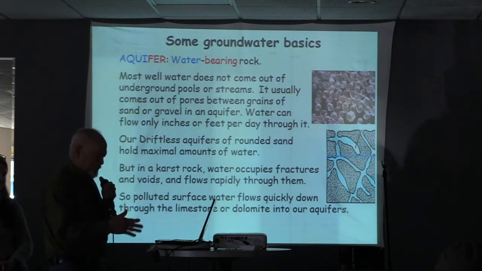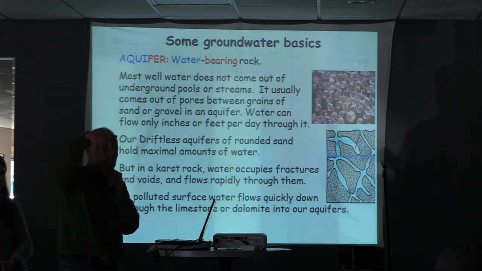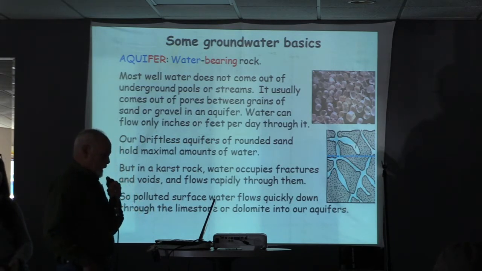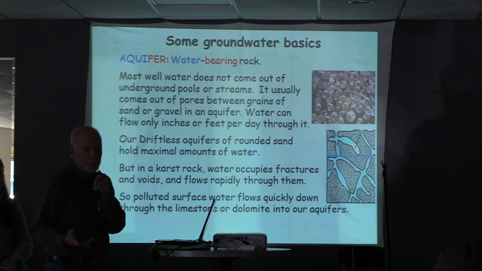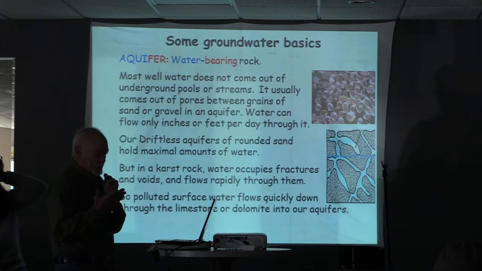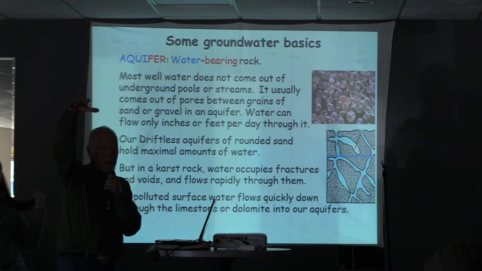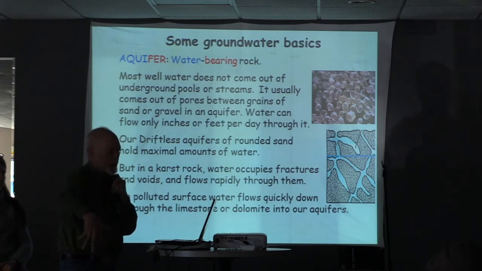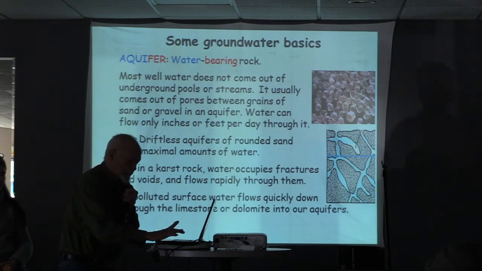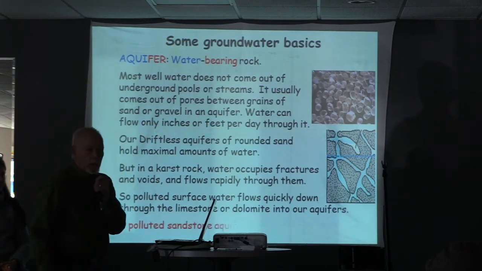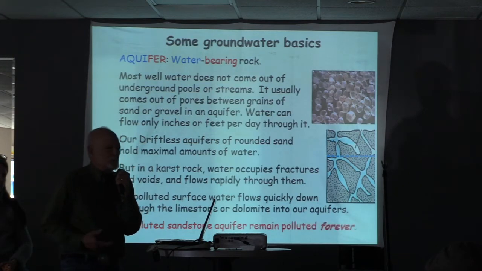The important thing in a karst rock is that water not only occupies fractures, but can travel through those fractures down into the underlying rock. And water can flow as fast as 100 feet per day. That's not uncommon. So the net result is, if you have a karstic rock at the surface, water can flow rapidly through those rocks into the aquifers, where the water can travel only very slowly. Which essentially means, if you pollute a sandy aquifer, it'll remain polluted forever. So that's why we are so vulnerable.